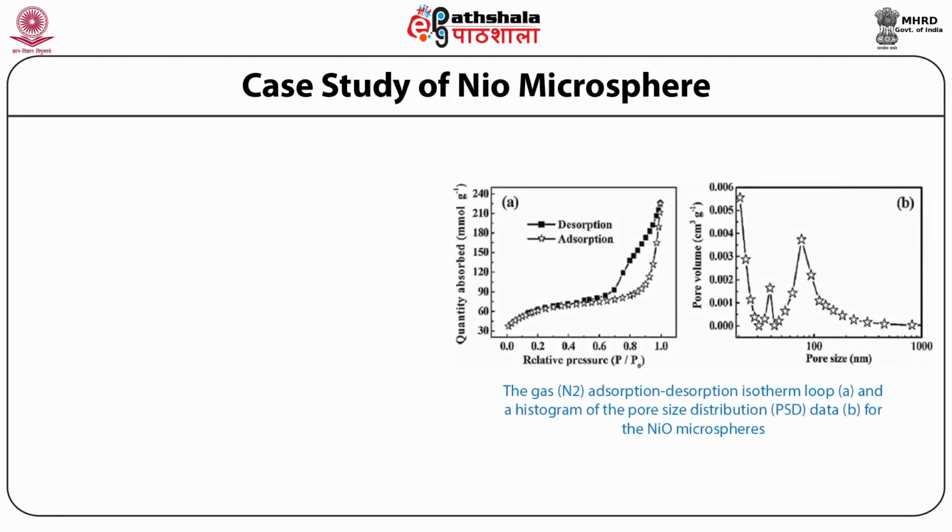This is a case study of nickel oxide microspheres. There are two graphs given. The first is between the relative pressure P/P0 and quantity adsorbed. The other one is the pore size distribution. The left hand side graph shows adsorption and desorption branches of nickel oxide microspheres, whereas the pore size distribution suggests the sample has variable porosity starting from micropores to mesopores.